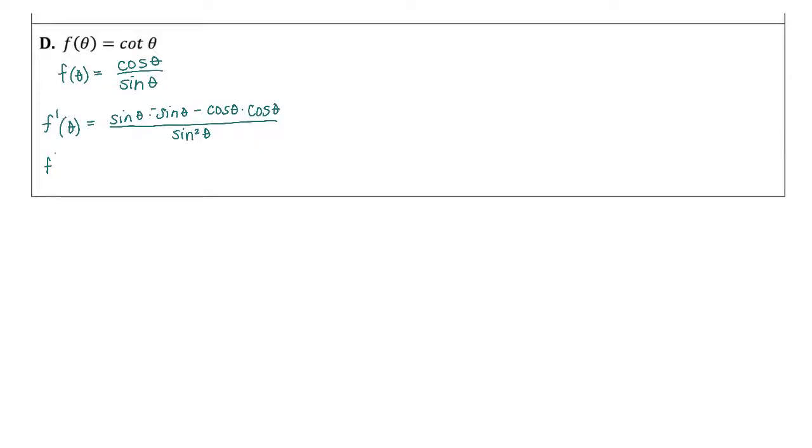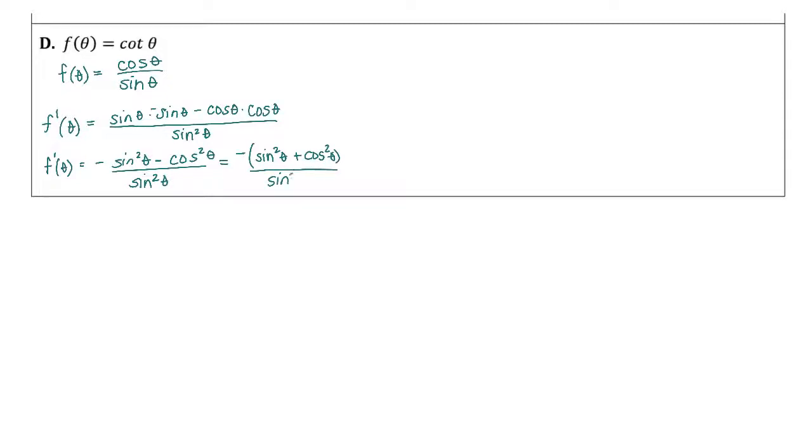So f prime of theta is going to be negative sine squared theta minus cosine squared theta, all over sine squared theta. Well, this is almost that identity that we were talking about. Notice you have a GCF in the numerator. That's a negative, so let's factor out the negative. So we're going to have sine squared theta plus cosine squared theta, and that's going to be all over sine squared theta.